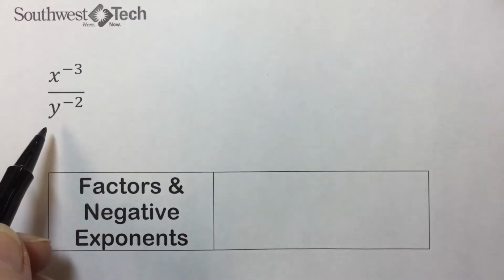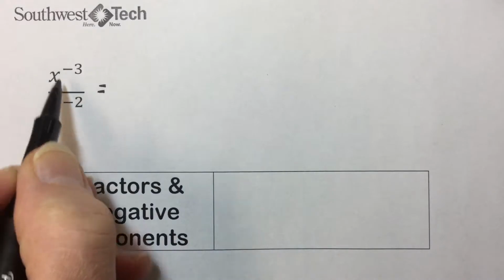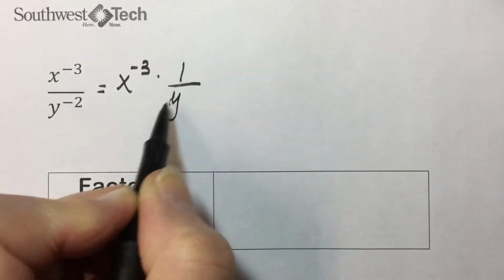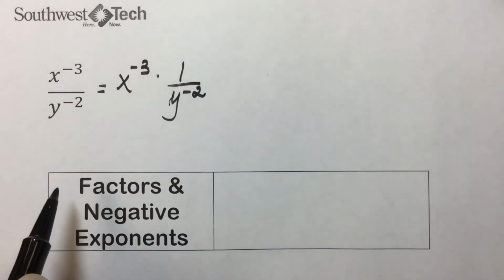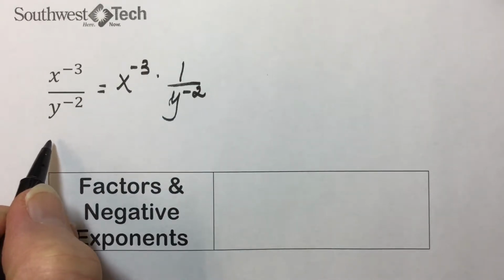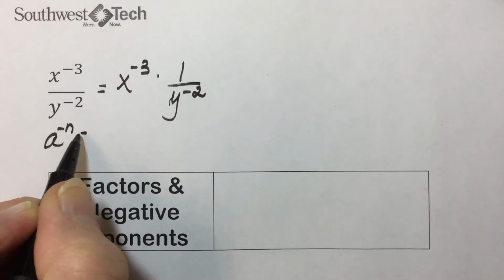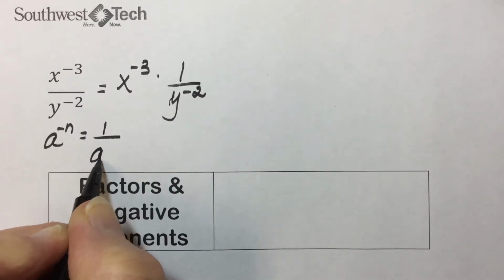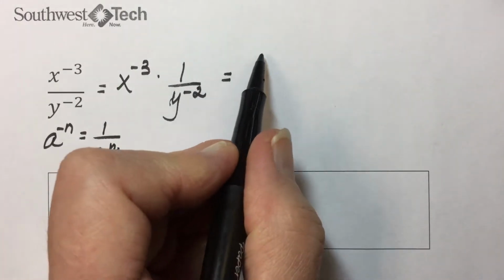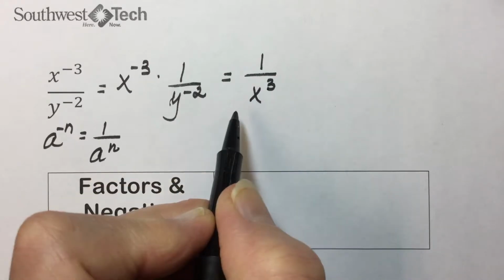To simplify this expression so that it doesn't have negative exponents, let's break it apart. This is equivalent to x to the negative third times 1 over y to the negative 2 power. The first term, because it's a negative exponent, we can use the negative exponent property, which states a to the negative n is equivalent to 1 over a to the n power, to replace it. So x to the negative third power is equivalent to 1 over x to the third power.